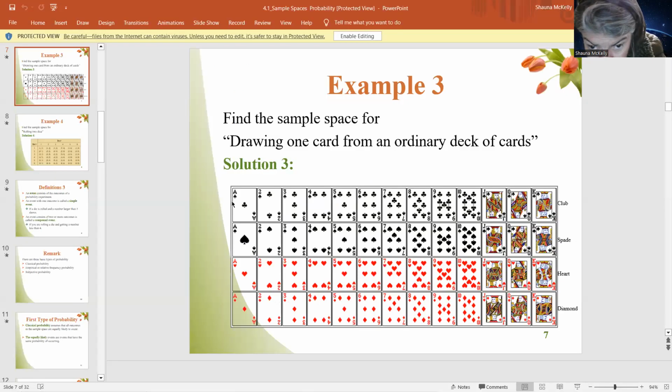Clubs, remember, are the ones that look like black shamrocks. Let me count for you. Here are my clubs: 1, 2, 3, 4, 5, 6, 7, 8, 9, 10, 11, 12, 13 clubs. Face cards count. It didn't say the ones that weren't. So there's 13 clubs and there's 52 cards.